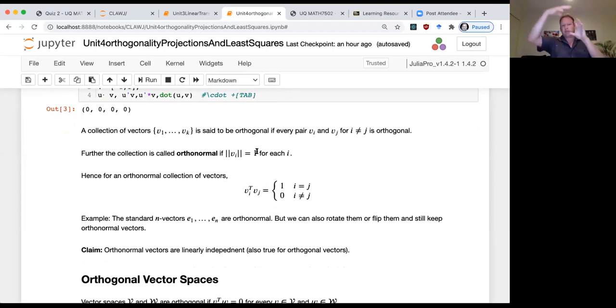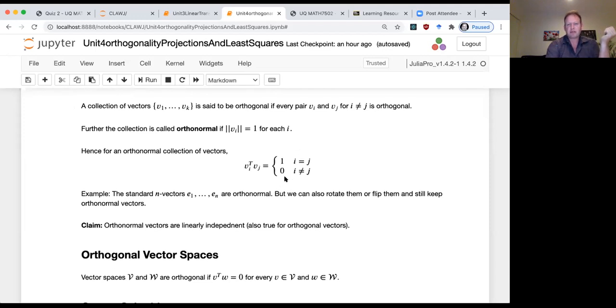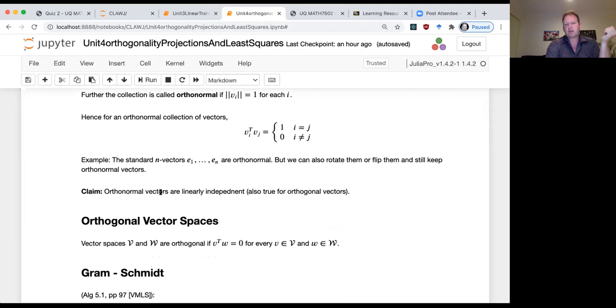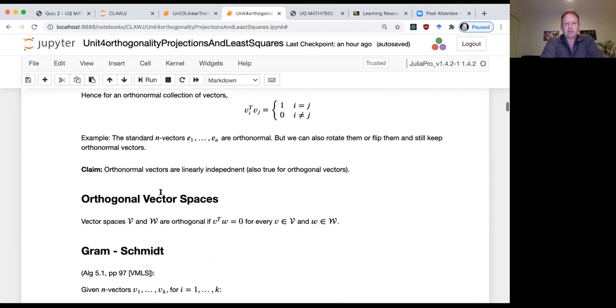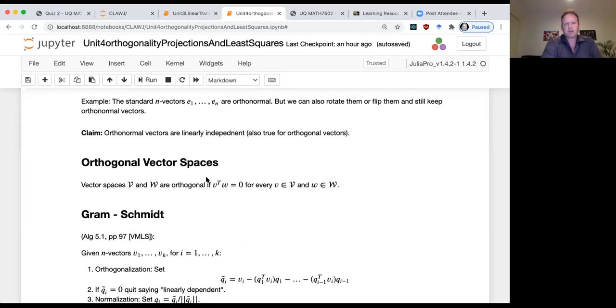If you plot them, they all lie on the unit sphere, on the unit surface, on the unit ball. That's where they would lie. Their inner products are going to be 1 if they're the same vector, or 0 if they're not the same vector. We also showed that orthonormal vectors are linearly independent, and then we spoke about orthogonal vector spaces, which I just told you about.